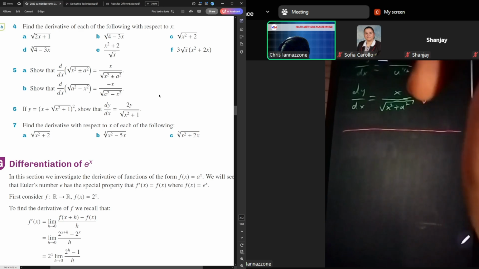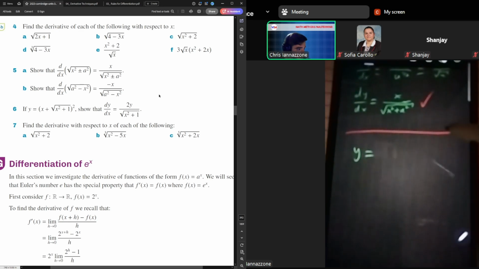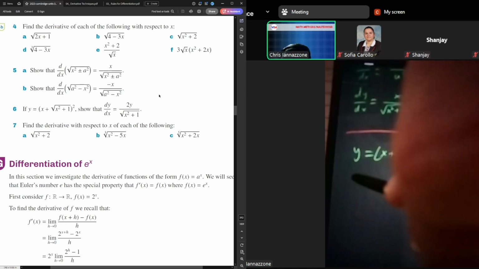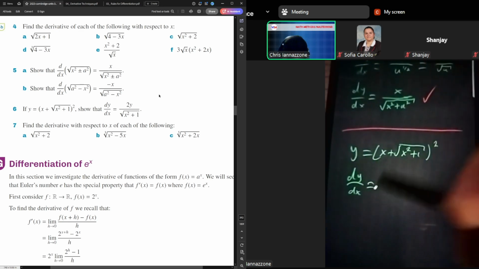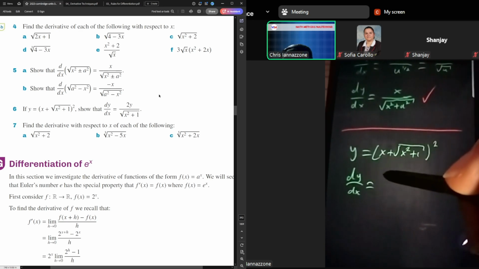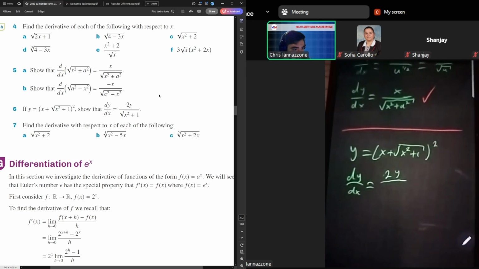Okay. y is equal to x plus square root x squared plus 1, all squared, and we want to prove dy on dx is equal to 2y over square root x squared plus 1. That's the weird bit here. You've got to somehow get a y into your derivative. All right, what gives? What are we doing?